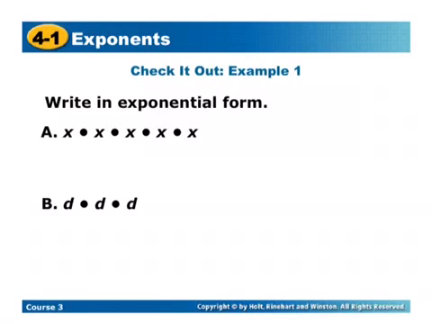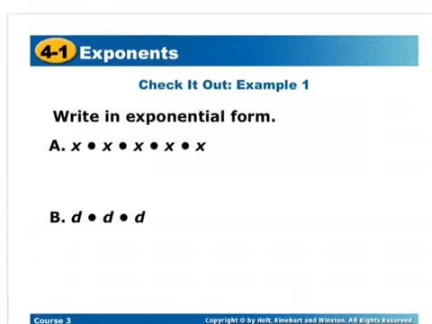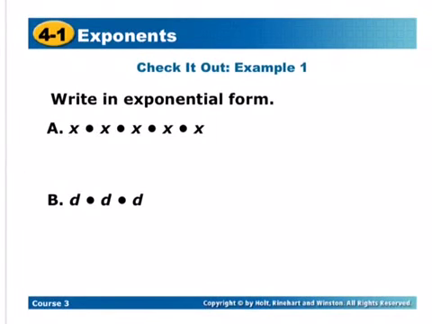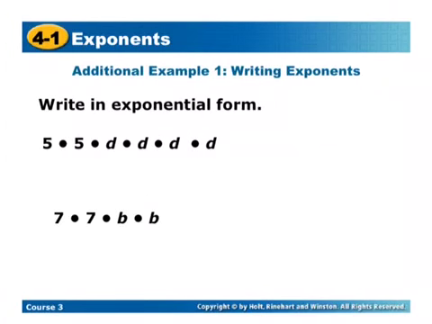And we can do the exact same thing we did with numbers with variables. So here our base is x, and x is used as a factor 1, 2, 3, 4, 5 times, so it's x to the fifth. Same thing with d. D is our base. It's used 3 times, so it's going to be d to the third. So why don't you go ahead and pause the video and see if you can do this next one on your own.